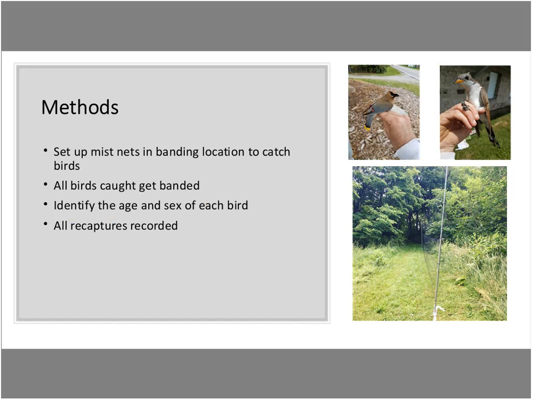So then our methods. For 4 weeks we did our field work, and when we did our field work we would go out and set up mist nets in the banding location for that day to catch the birds. This here is an example of what a mist net is. You have the two rebars that go to the ground, then the poles, and then the birds get caught in here. All birds that we caught get banded, so we catch a lot of other birds that aren't robins and red-winged blackbirds. All of those also get banded.